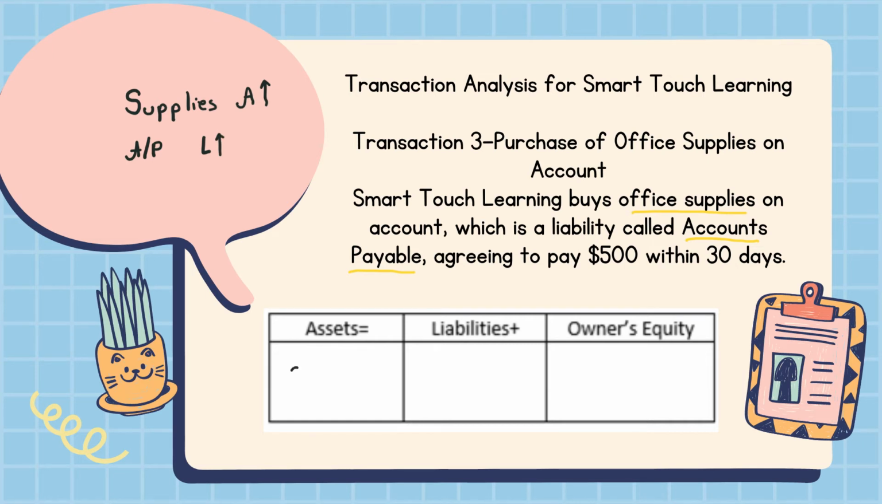So supplies under assets increased, so I'm going to increase it by 500. And accounts payable under liabilities also increased by 500. Again, my equation is in balance because supplies are before the equal sign, and liabilities, which is accounts payable, are after the equal sign. So my equation is still in balance.